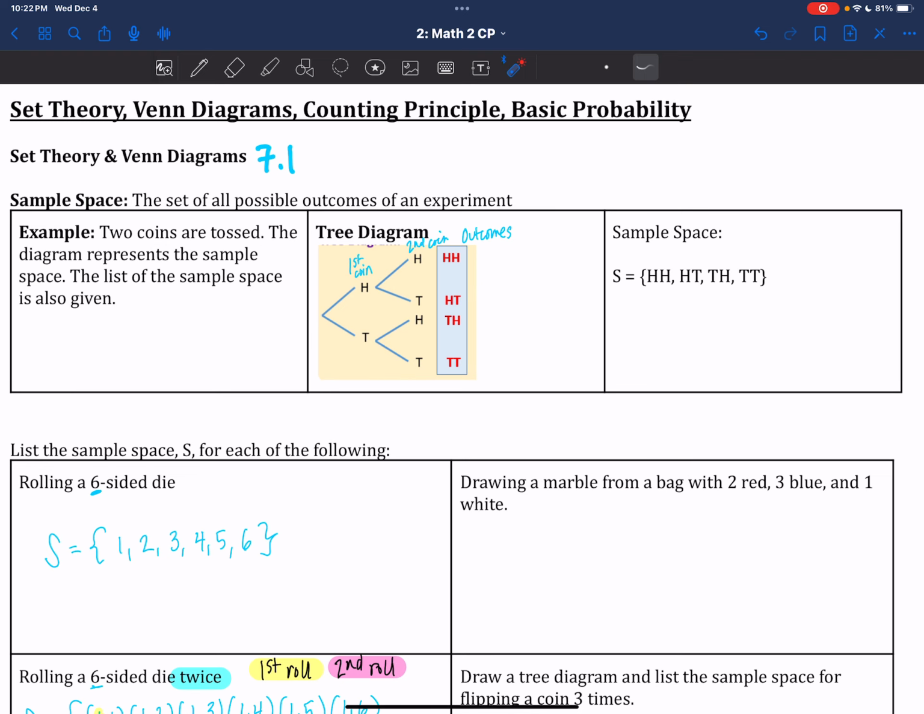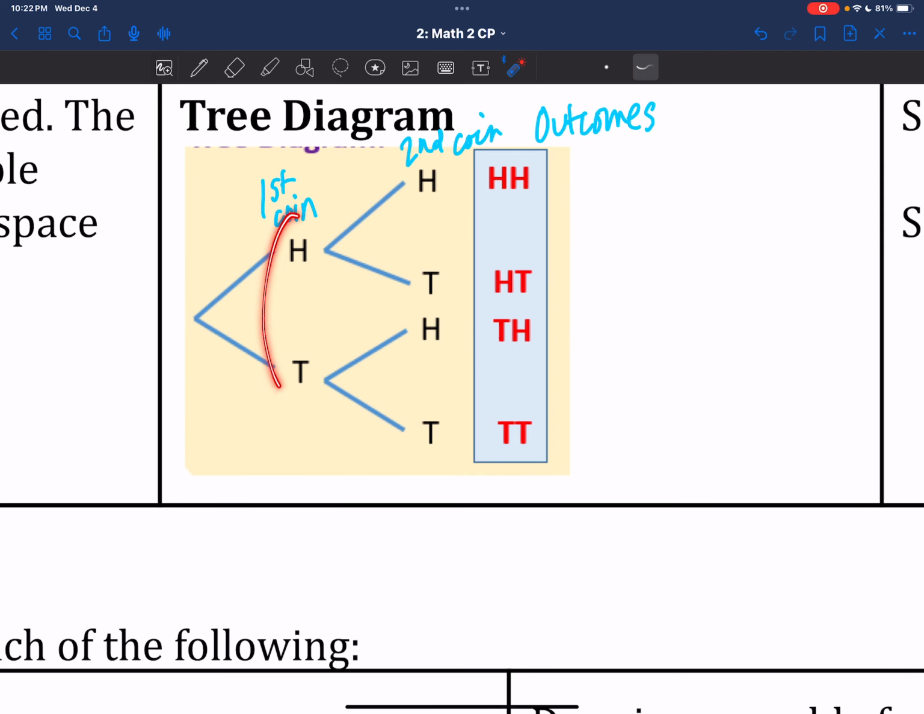All right, so first off, we're going to talk about sample space. Sample space is just all the possible outcomes of an experiment. In this case, you have 2 coins are tossed, and this represents the sample space. Here could be your first coin. You can either get a heads or a tails. And then depending on if you get a heads with your first coin, you could toss either a heads or a tails. Or if you get a tail on the first coin, you could get a head or a tail on the second coin. So these are all the outcomes that you would get depending on which side of the coin it lands.